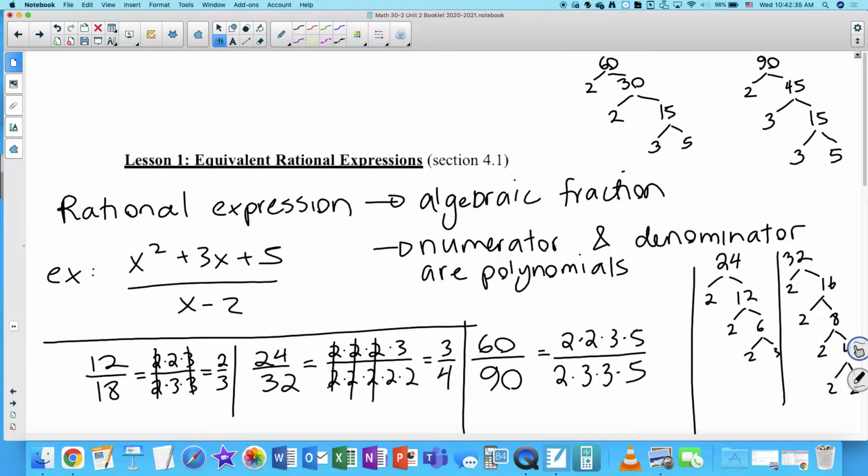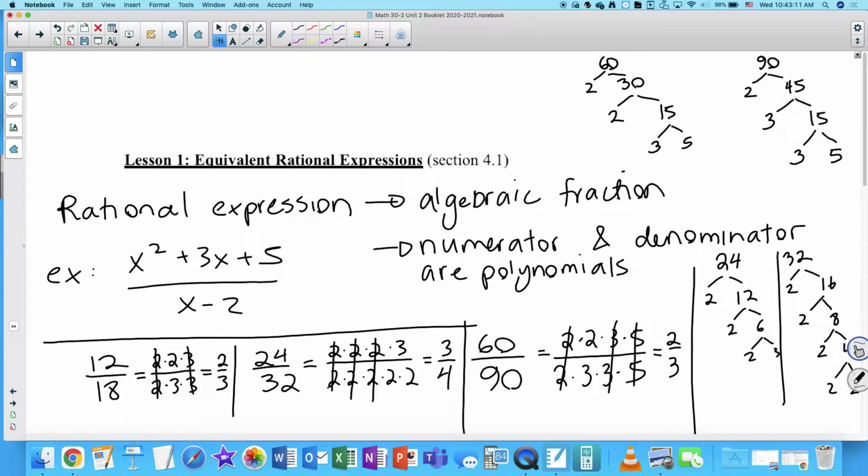Okay, and then when I look at the common factors, I've got a common factor of 2. There's no other 2 in the denominator, so I can't do anything there. Common factor of 3, common factor of 5. And this works out to be 2/3. Okay, which of these original fractions are equivalent? The 60 over 90 and 12 over 18. Yeah, okay. So how could we tell? Well, we simplified them both, and when we simplified or reduced them both, we got the same fraction.